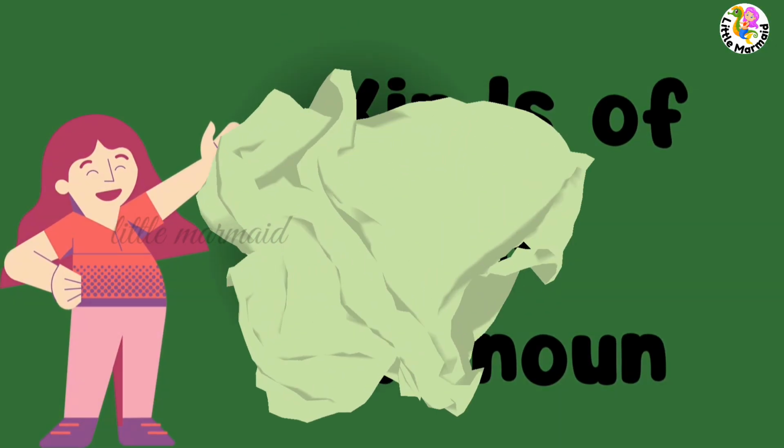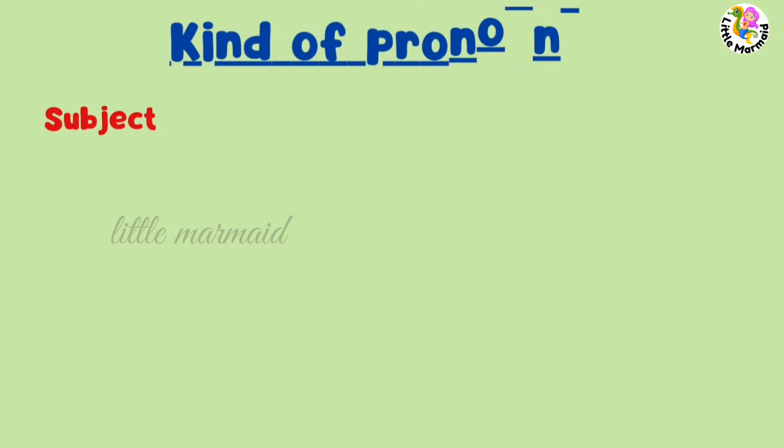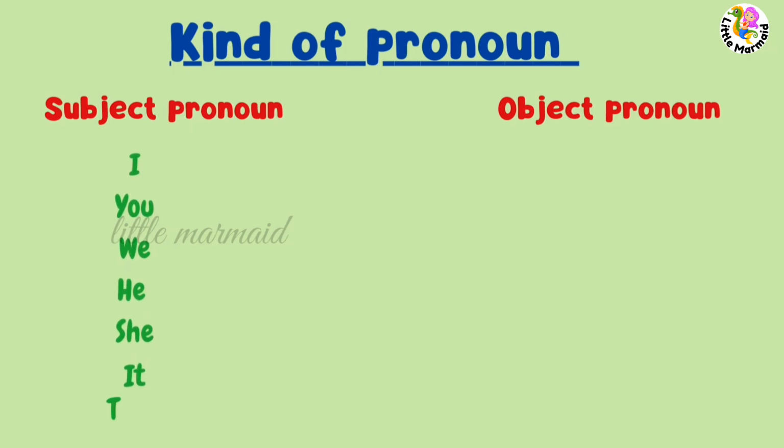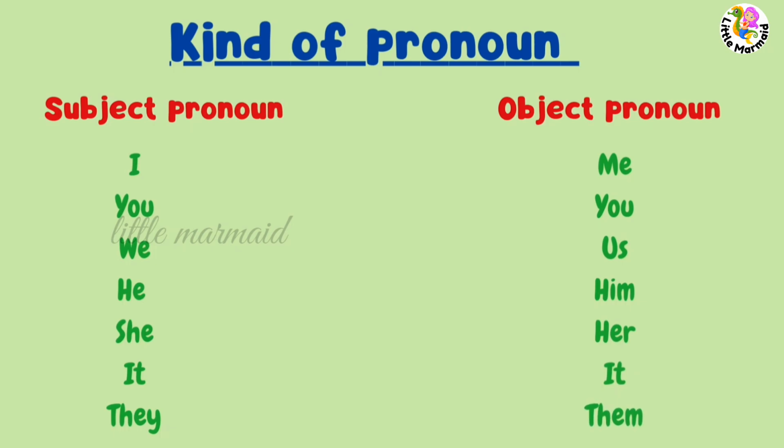Kinds of pronouns. There are two kinds of pronouns: subject pronouns and object pronouns. Subject pronouns are used when the pronoun is the subject of the sentence. I, you, we, he, she, it and they are subject pronouns. Object pronouns are used when the pronoun is the object of the sentence. Me, you, us, him, her, it and them are object pronouns.